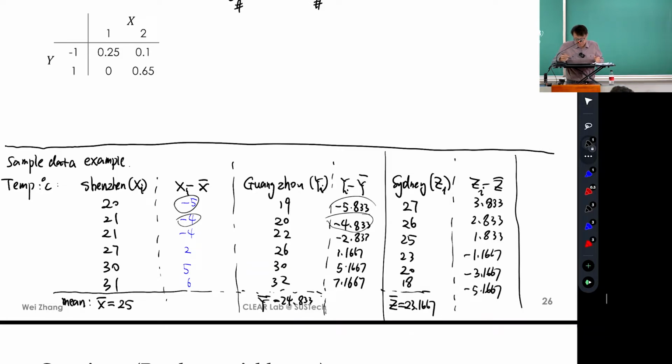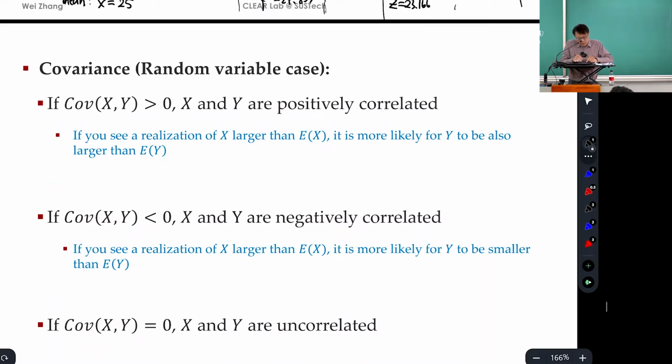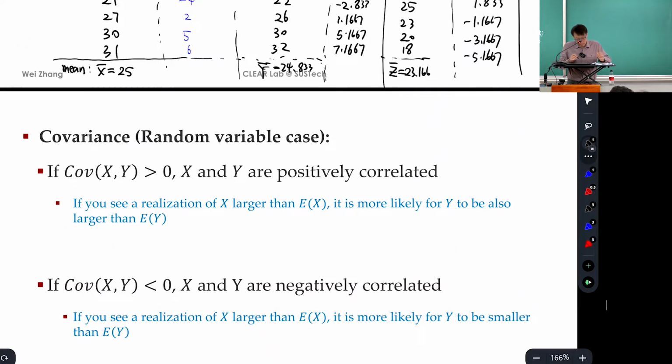The sign matters, okay? If you multiply xi minus x bar and yi minus y bar together in the sum over all the possible cases, this number will be positive because this negative cancels with this negative. So this is roughly how you compute covariance, okay? Whenever this covariance is bigger than 0, we call x and y positively correlated. If it's negative, they are negatively correlated.